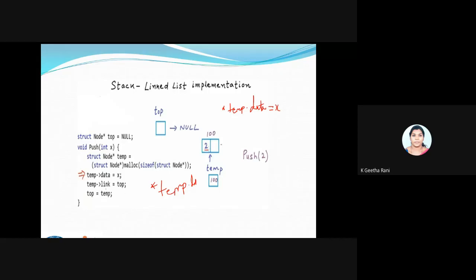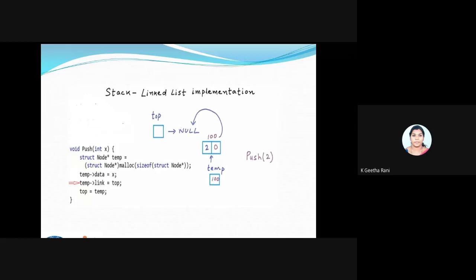In my second line, I'm going to put the temp of link. I can have so many terms for representing my address, like link, next, address, whatever it might be. So I'm having a term called link here. So temp of link is equal to top. What's the meaning of this actually? Since top is going to have a value of 0, null is nothing but a 0, I'm going to put this top into my temp of link. That is what this second line represents. And the last one is I'm creating this link.